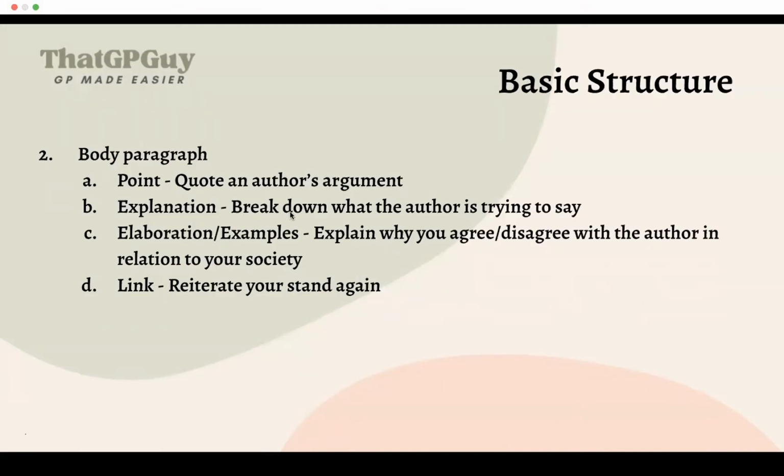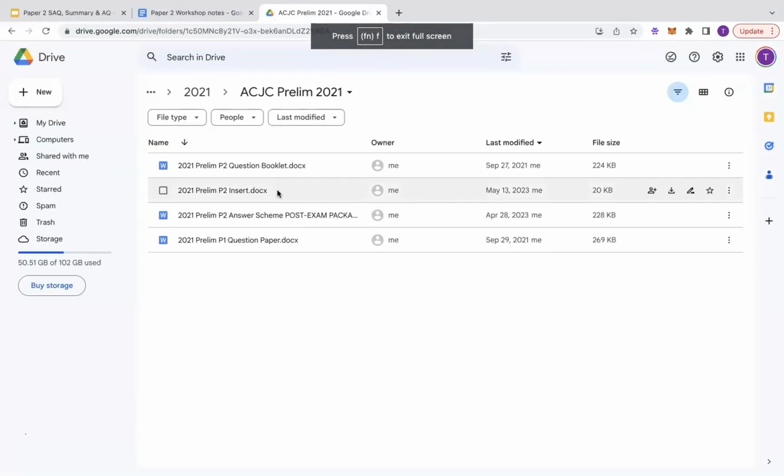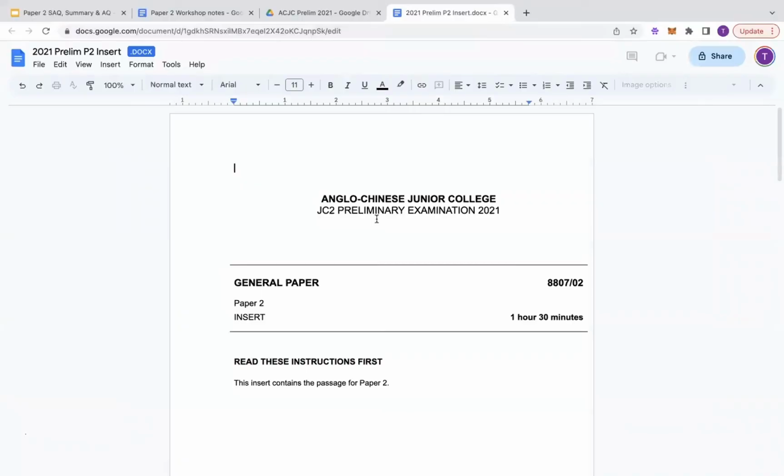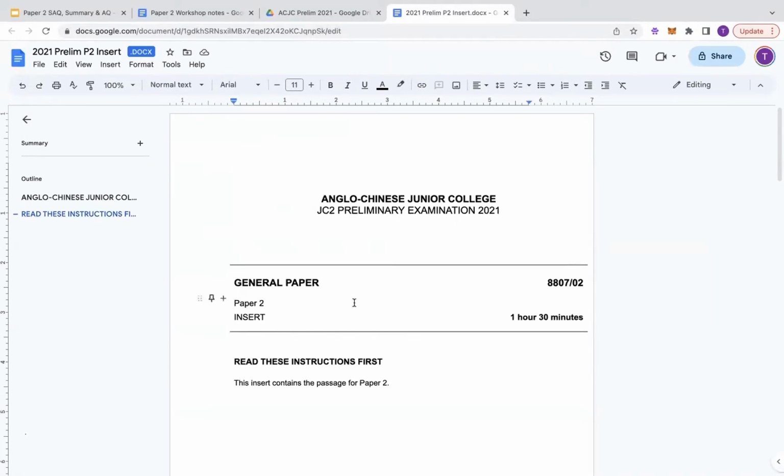Now this part is important because it depends on the question. Sometimes when you quote, let's say, a metaphor or figurative speech, then there is a need for you to break down and paraphrase. But if the author's argument is already made very explicitly, then there is no need for you to further break down what the author is trying to say. Okay, so let's say, for example, I know this sounds very hard to understand, I'll give you an example from ACJC. This was from the 2021 ACJC prelim paper.